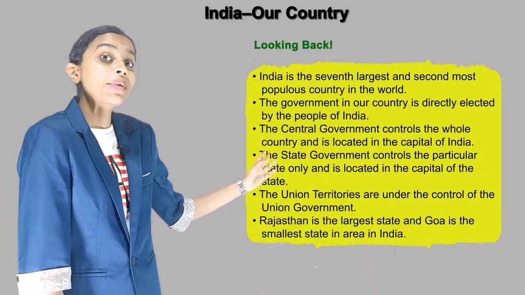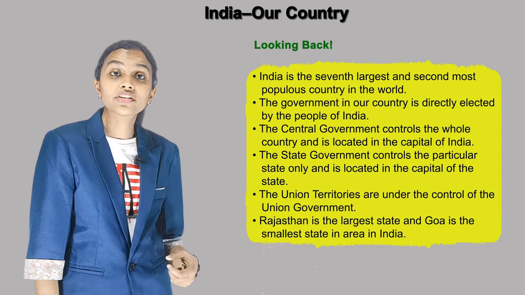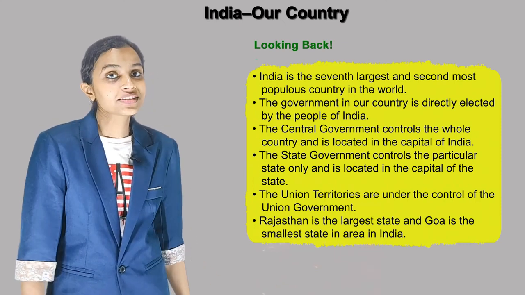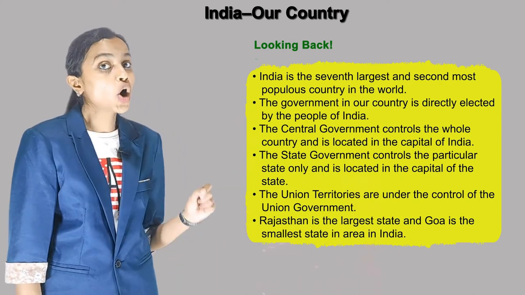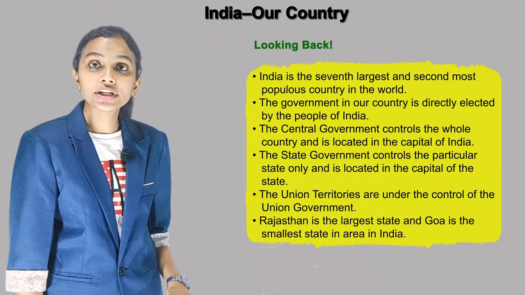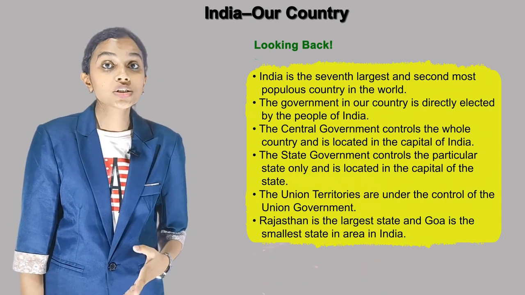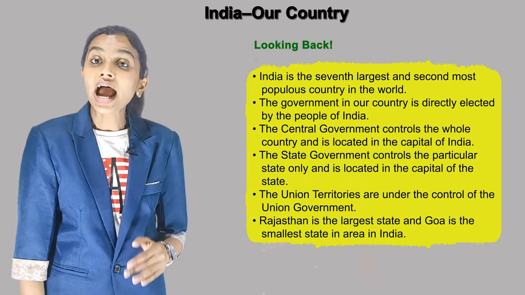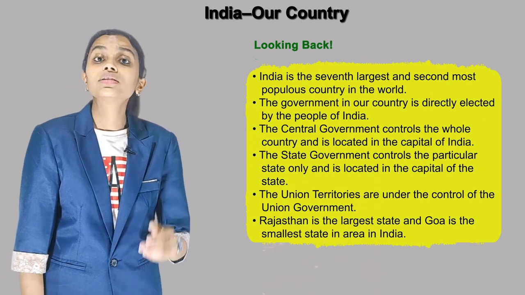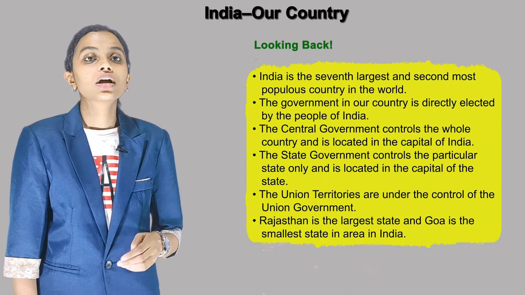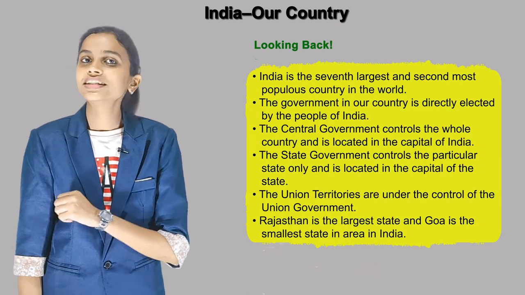Now it's time to look back. India is the 7th largest and 2nd most populous country in the whole world. The government in our country is directly elected by the people of India. The central government controls the whole country and is located in the capital of India. The state government controls the particular state only and is located in the capital of the state. The union territories are under the control of the union government. Rajasthan is the largest state and Goa is the smallest state in area in India.